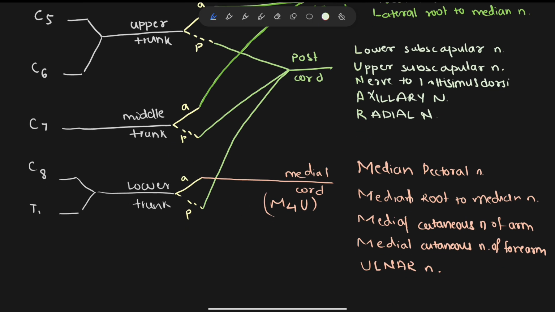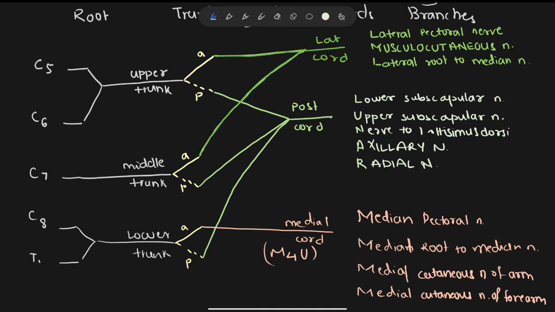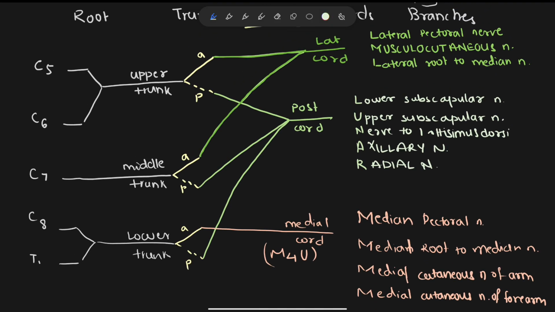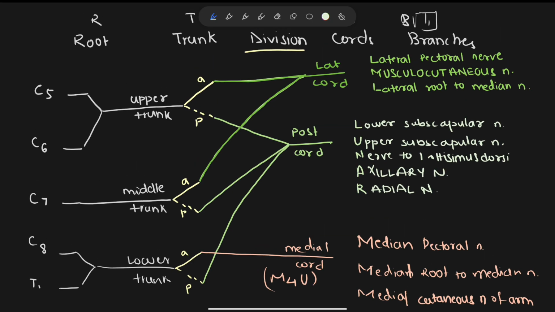Medial cord, we have 4 M and 1 U. M, medial pectoral nerve; M, medial root to the median nerve; M, medial cutaneous nerve of the arm; M, medial cutaneous nerve of the forearm; and the last one, U, ulnar nerve. We also have some branches, I'm saying branches, which do not originate from the cords. Other than cords, we also have some branches which originate from the trunk.